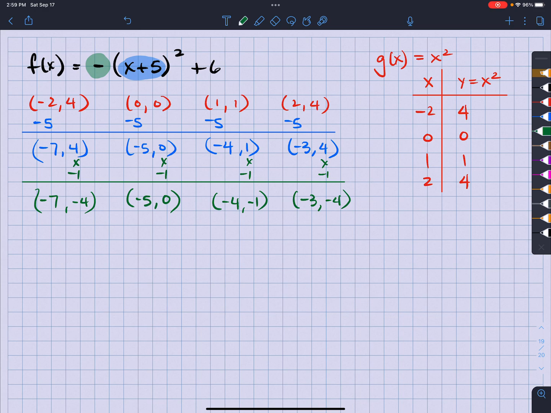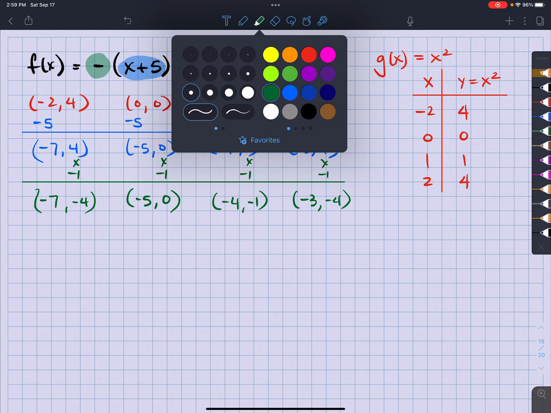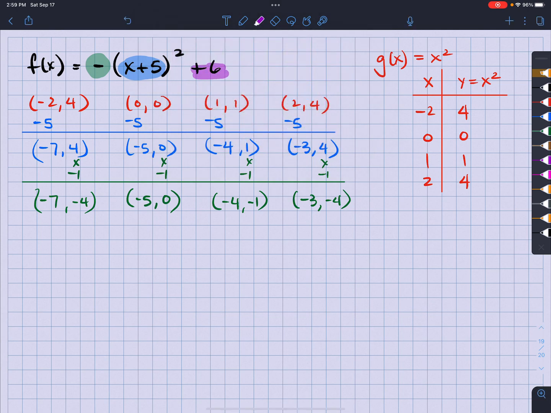All right, now, last but not least, I have this piece right here. Okay, so I have to add 6 to the y value. So add 6, add 6, add 6, and add 6. What does that do? It shifts up 6 units.